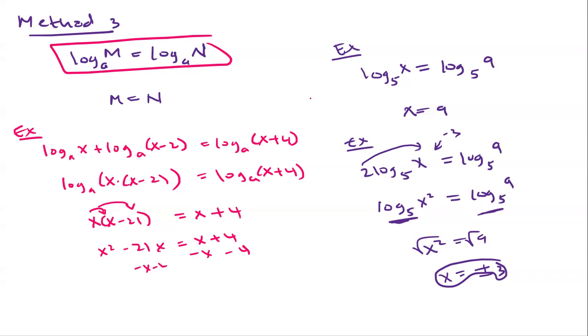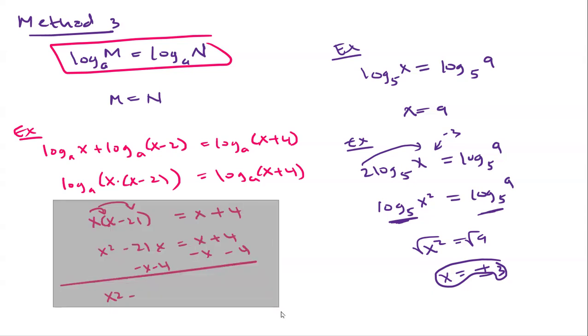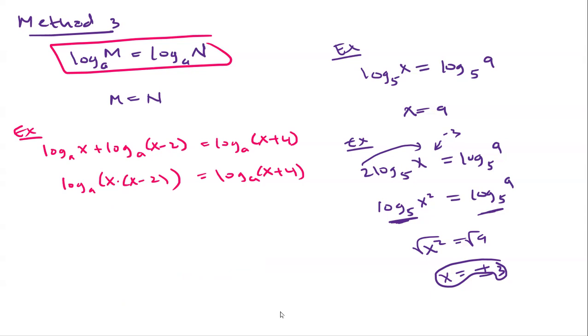So subtract x, subtract 4. So we get x squared minus... Oh, let me backtrack here. I put that as a 21, which should have just been a 2. So let me take this out here. My apologies. Okay, so I wrote that as a 21, but that should have just been a 2. So let's do that again real quick.